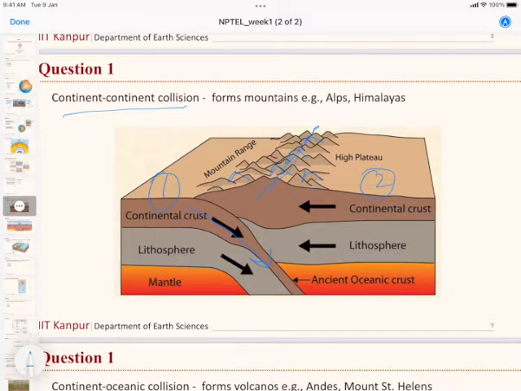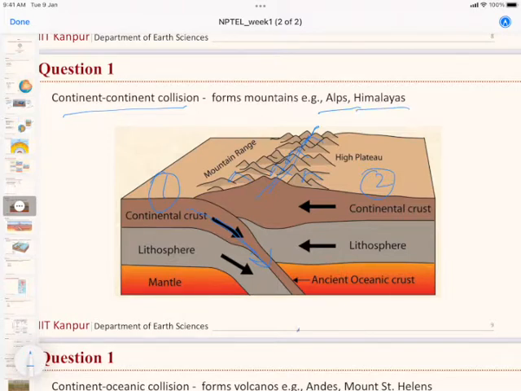Now the question comes: how do we decide which plate subducts under which plate? Can anybody tell how we can decide which plate will subduct under the other? Yeah, correct. The denser plate will go under in the subduction. Examples of these mountain landforms include the Alps mountain range or the Himalayas mountain range that we see.